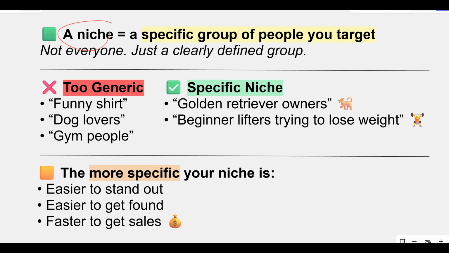The niche is simply a specific group of people you're targeting with your products. So instead of making something generic like a funny shirt, you narrow it down. For example, not dog lovers, but golden retriever owners, not gym people, but beginner lifters trying to lose weight. You see, the more specific your niche is, the easier it is to stand out and get found by your target customers, and the faster you'll get sales.